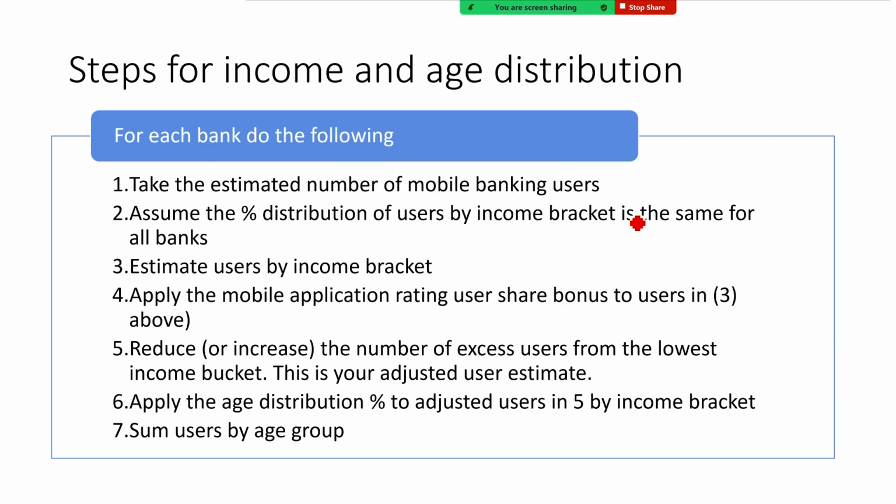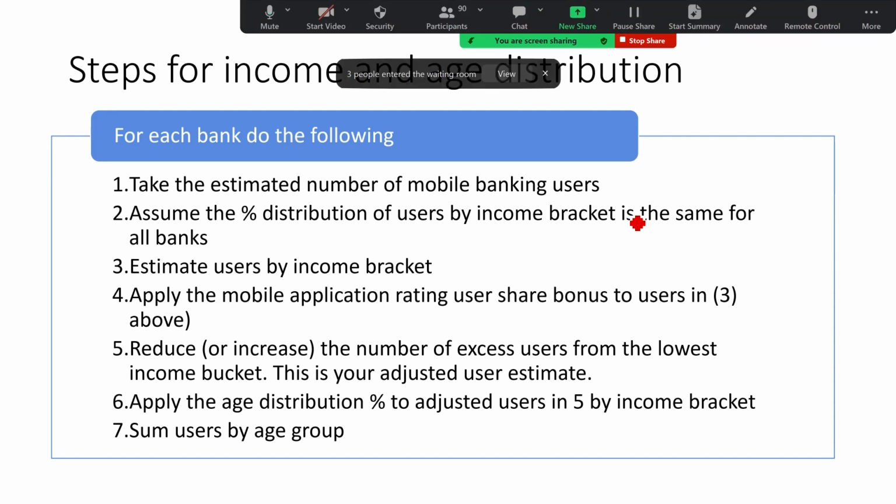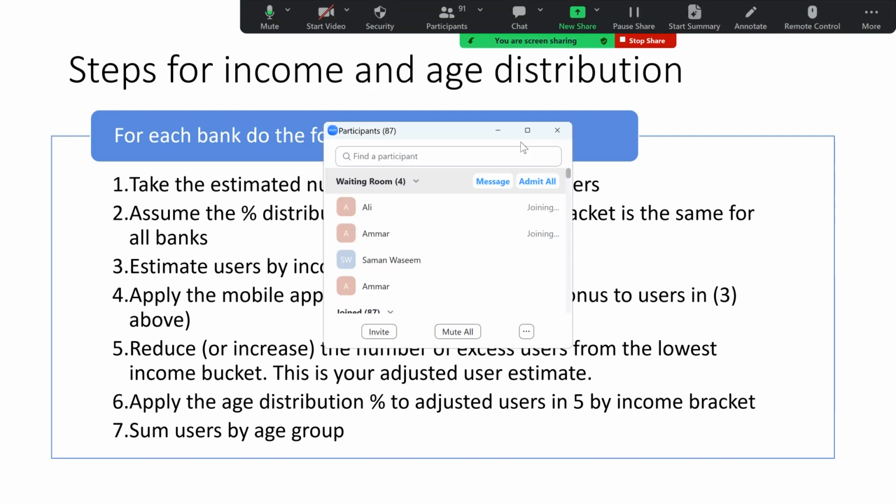You have 2 choices. One choice is that you can start with the PSLM dataset and the income and age distribution. The other choice is to start with mobile banking users. Starting off with the mobile banking users, given the fact that we've already limited ourselves to the first 6, is the smarter approach, it's a simpler approach, and it's the easier approach. So that's what we're going to do.